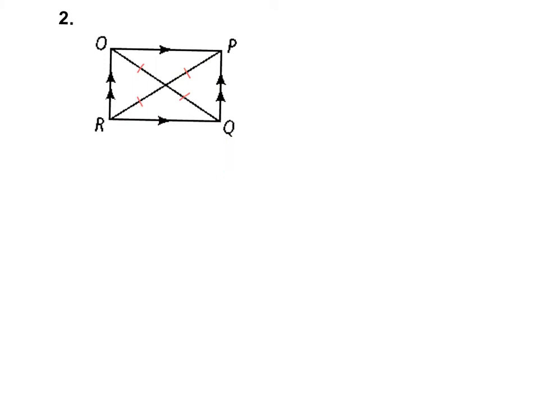Okay, so the next one. I have that the diagonals are congruent. How do I know that the diagonals are congruent? Because it's stating that every single piece of the diagonal is congruent, right? So if RP bisects OQ, it divides it in half. So because all of them are congruent, that means that this is a rectangle, right? Again, because each diagonal divides the other diagonal in half. So if every single piece is congruent, that means that the diagonals are congruent.